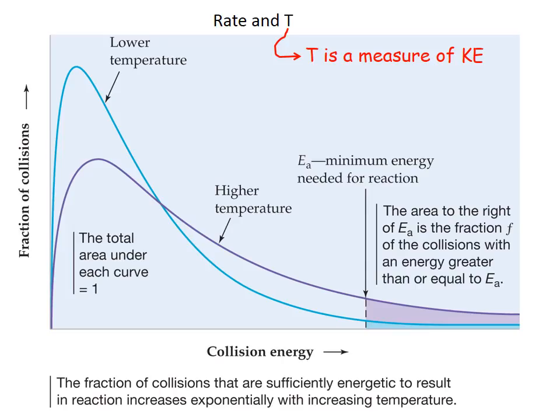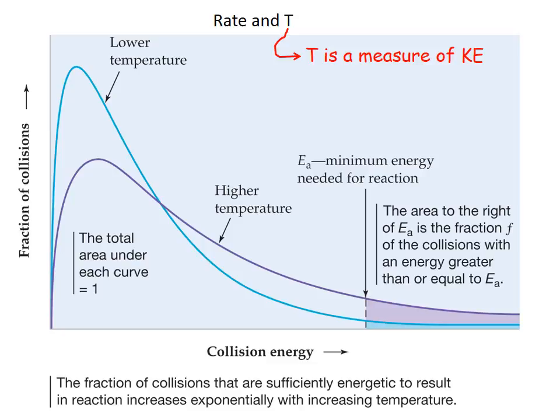So temperature is a measure of kinetic energy. You can see this is a graph of the fraction of collisions along y and the energy of each of those collisions along x. So you get a relatively typical curve that has a maximum number of collisions with a moderately low collision energy. And the blue is the lower temperature and the purple graph is the higher temperature. And so if we increase the temperature of the reaction, then that shifts the curve over.